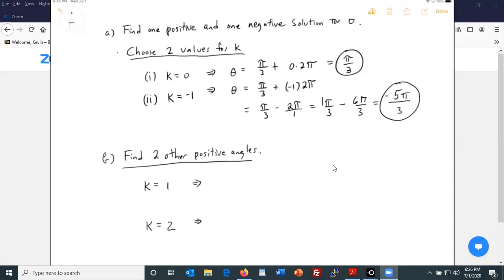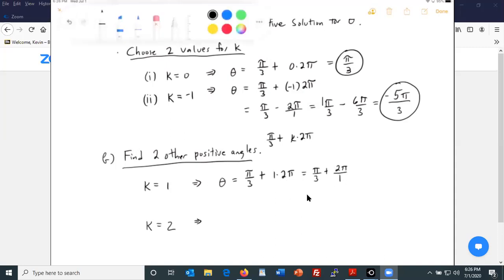Okay, so now let's plug them into our general form where theta again, remember, is pi over 3. So remember it's pi over 3 plus k times 2 pi. So plus 1 times 2 pi. So that's pi over 3 plus 2 pi. So just like before, let's put that over 1, get a common denominator of 3. So that means this would become 1 times 3 is 3, 2 times 3 is 6.